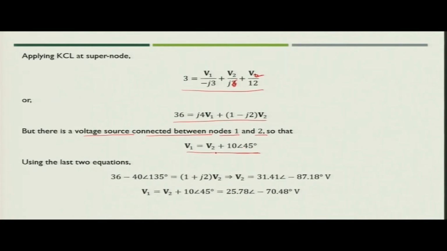Now, what can we do? We can place the value of V1 in this equation. So, we can write 36 angle 135 degree will be, when you put the value of V1 in this expression, V2 plus 1 angle 45 degree multiplied by j4. When you simplify, you will get the expression as V2 equal to 31.41 angle 87.18 degree volt. So, using these two equations, you have simplified the equation and found the value of V2.